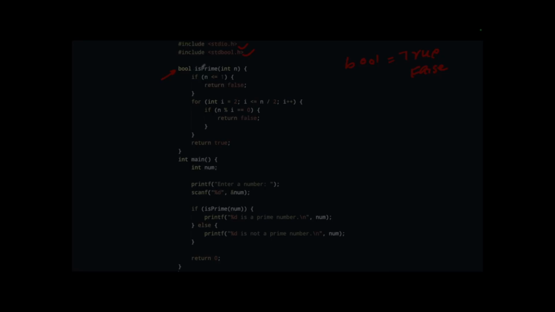So isPrime, this is the function name. Int n, this is the parameter. For now, we have just one parameter.